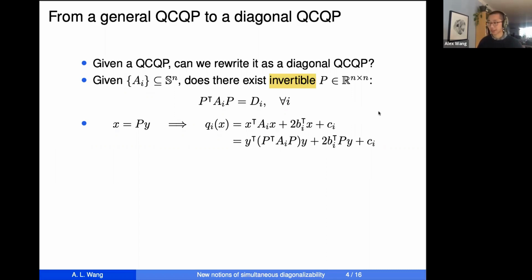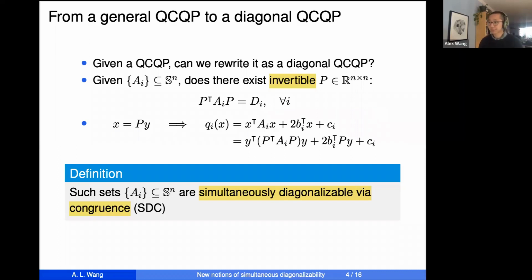I'm going to capture this as a definition for now. I'm going to say that the set of these A sub i matrices, where this invertible P matrix exists, is simultaneously diagonalizable via congruence. This word congruence corresponds to the fact that I'm taking P transpose on the left and P on the right.